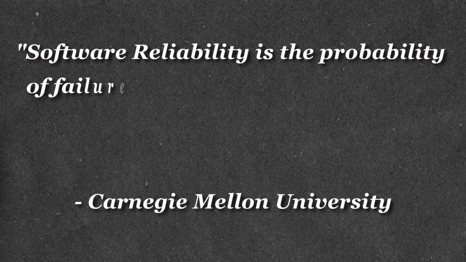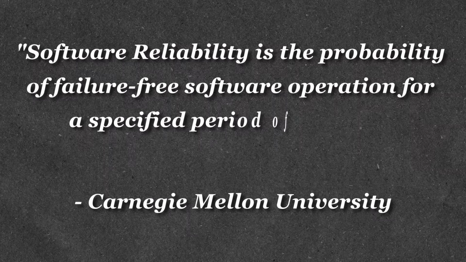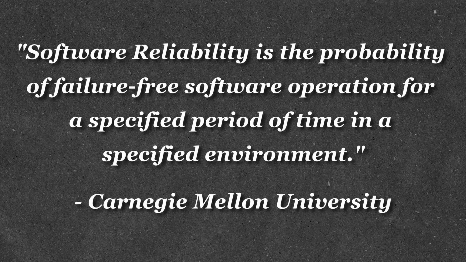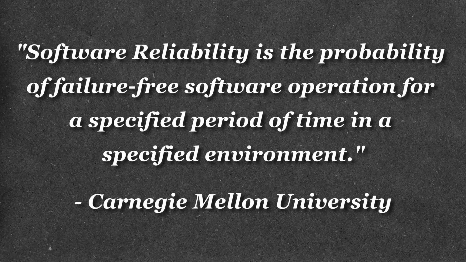Carnegie Mellon University has a pretty succinct definition. Software reliability is the probability of failure-free software operation for a specified period of time in a specified environment. Software reliability is also an important factor affecting system reliability. It differs from hardware reliability in that it reflects the design perfection rather than the manufacturing perfection.